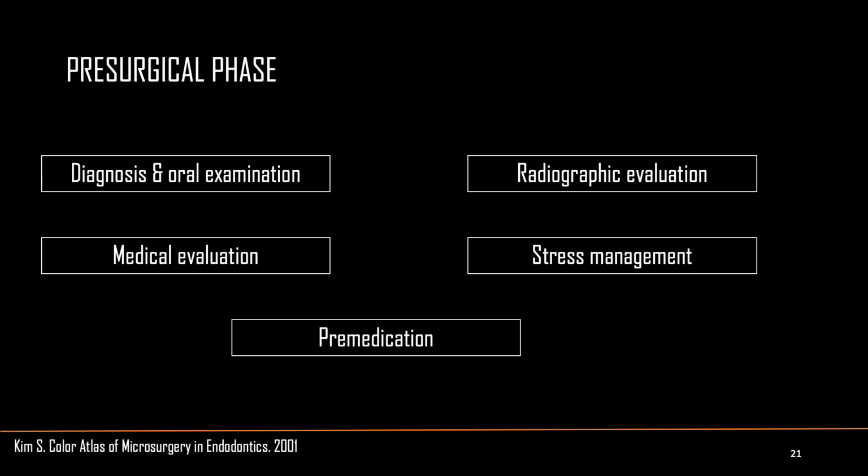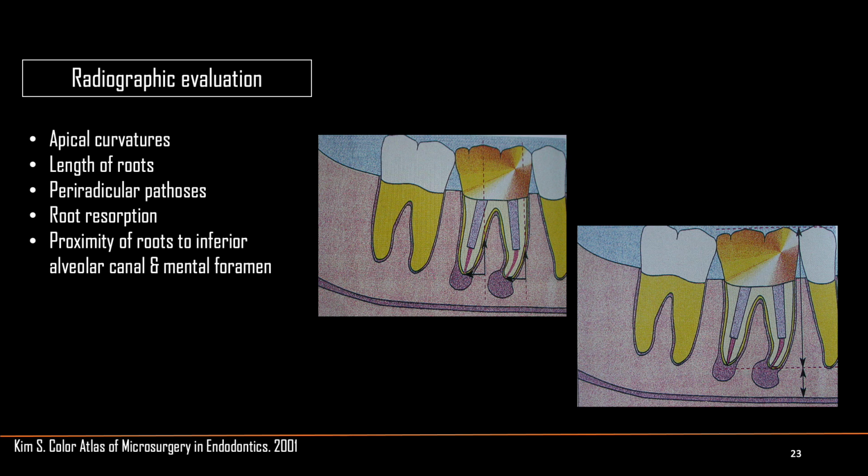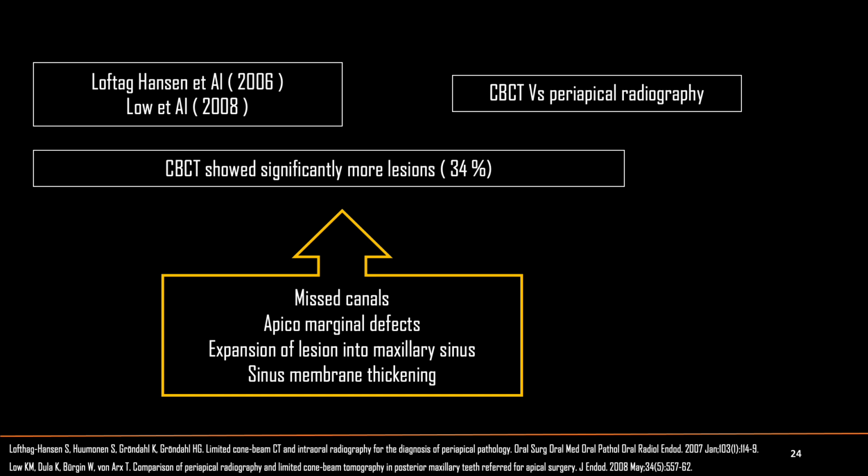Before we perform an endosurgical procedure, the patient is always subjected to a pre-surgical phase. Now, what is this pre-surgical phase? Basically, this phase involves diagnosis through an oral examination, a radiographic evaluation, medical evaluation, stress management, and pre-medication. The oral evaluation basically requires assessment of the chief complaint. GP tracing can be done, and vertical root fractures have to be eliminated during this phase of oral evaluation. Radiographic evaluation includes identification of apical curvatures, length of roots, periradicular pathosis, root resorption, and proximity of roots to the inferior alveolar canal and mental foramen.